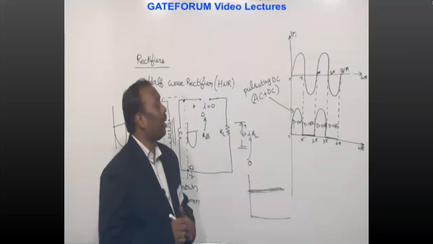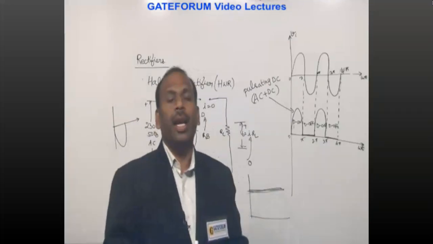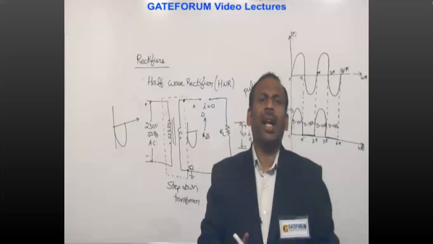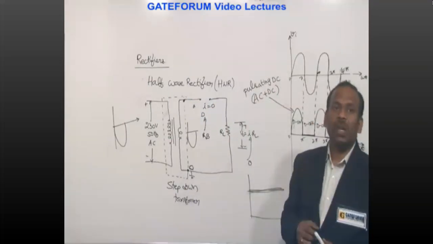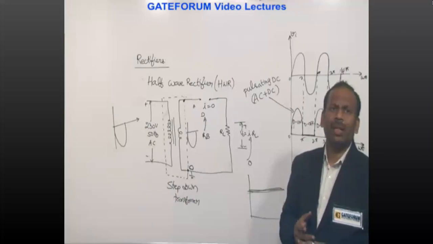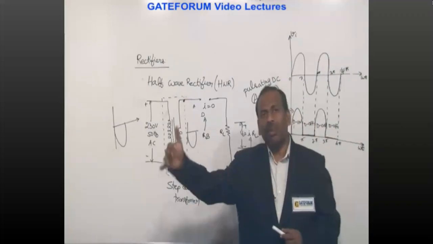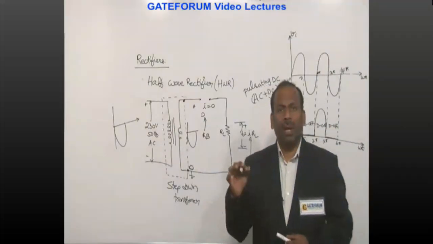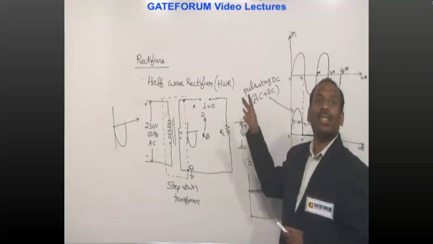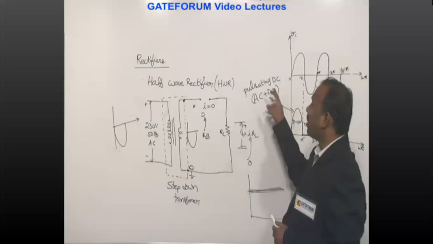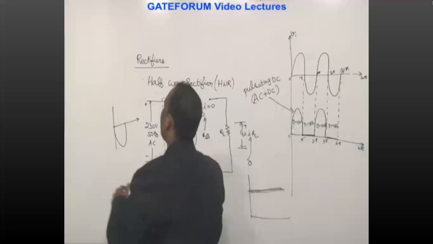That means it contains an AC component as well as DC components. Clear? The output of a half wave rectifier is not pure DC. It's not a straight line. It contains a small portion of DC as well as a small portion of AC. That's why it is called pulsating DC. But a rectifier has to produce a DC waveform, so we have to remove the unwanted AC component. How to remove the unwanted AC component, we are going to see in a later session. But right now, the output of this one is AC plus DC. Clear? That's why it is called pulsating DC. How to remove that comes under the category of filters.